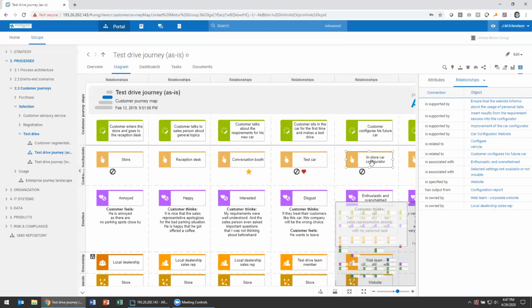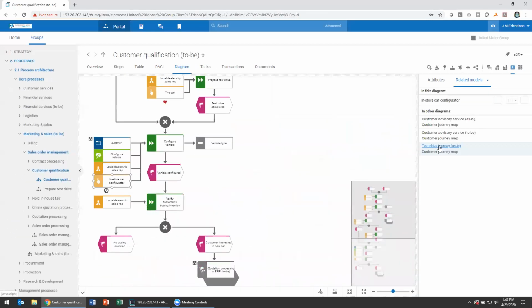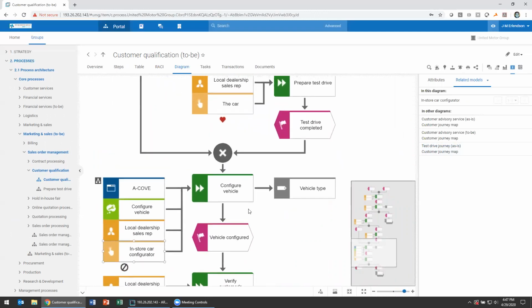There's also something really important that we're about to do, is I want to tie in and see where on my processes this in-store configurator is being called up, what internal processes are creating this configurator that is running to help my customer understand that. And so in this properties menu, I'm actually going to go to related models and find what other models this is on. Well, let's go to my internal process, customer qualification, and you can see it navigates me right over here to my configure vehicle step.